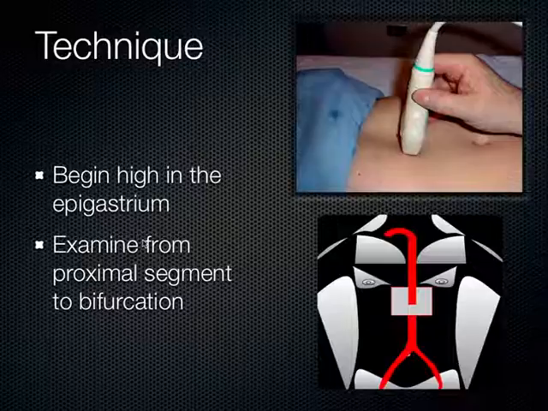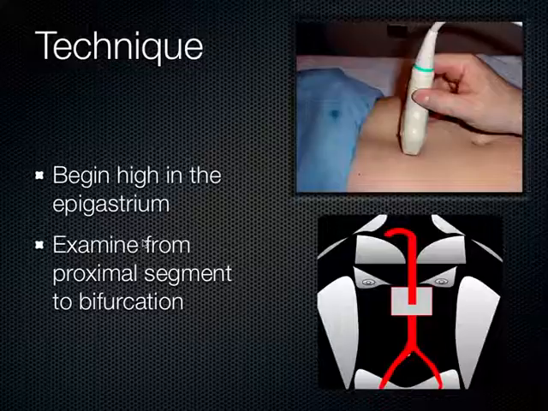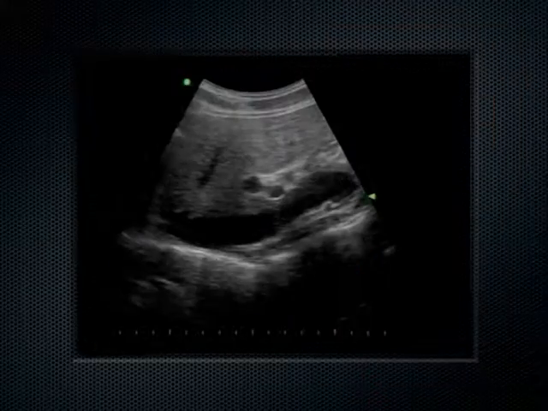The technique is to start high up in the epigastrium, compress many times using both your hands, push a lot of pressure, and you're going to see that spine shadow pop on the screen, and you just drag the probe down towards the bifurcation to the patient's feet.